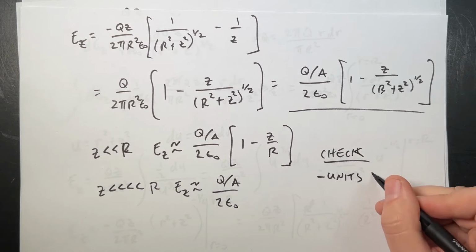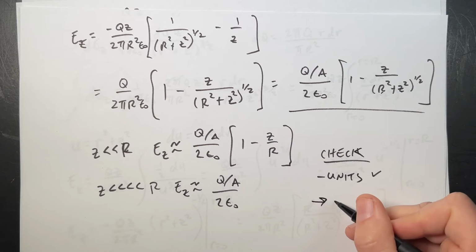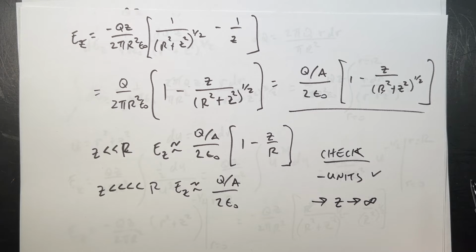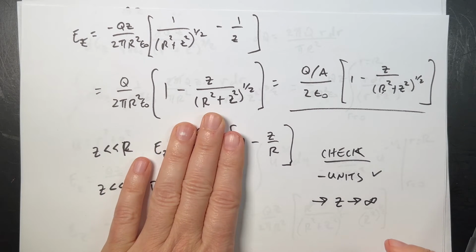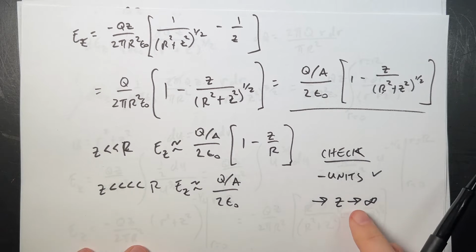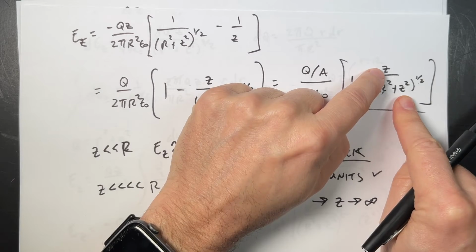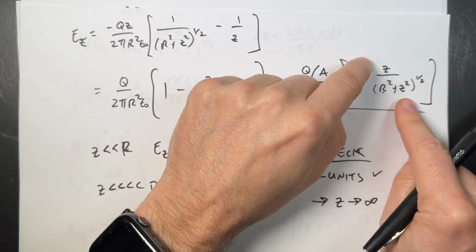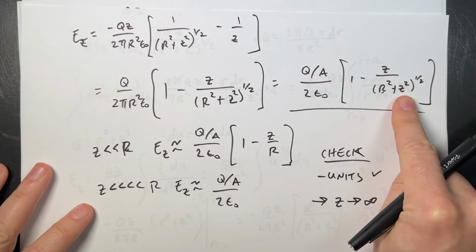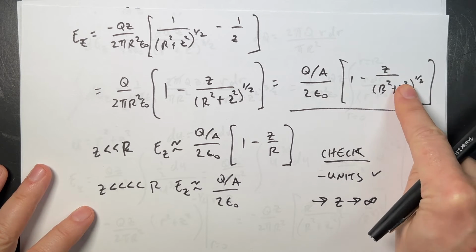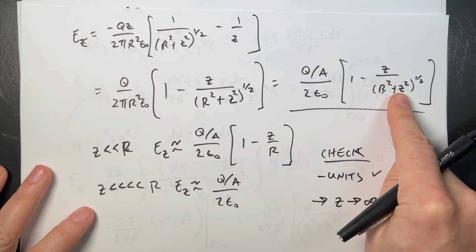So the units check. Okay, what about as z goes to infinity? As I get really far away, I can't use these formulas because those are approximations. But if I get really far away, the electric field should go to 0. As z gets really large, since I have a z squared, it becomes much greater than r squared. So this just becomes 1, I have 1 minus 1, which is 0. So it does go to 0.